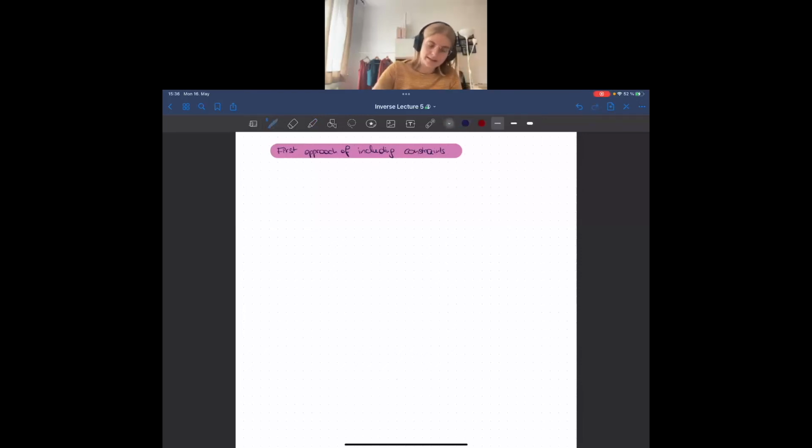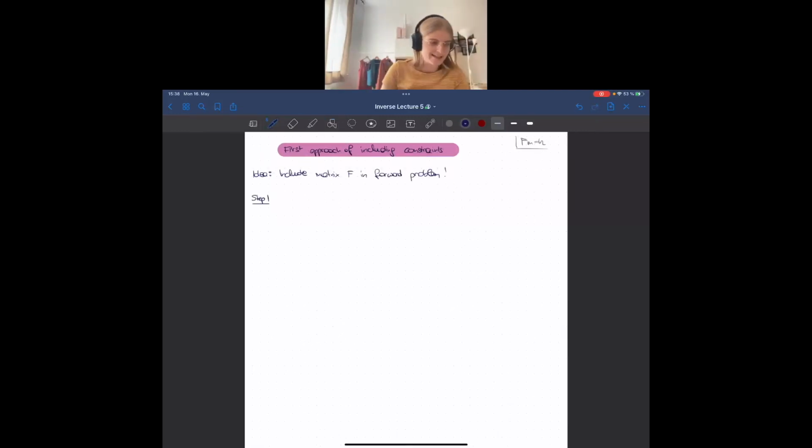So we want to add the linear equality constraint Fm equal to h. Just written it down here. So the idea is to include the matrix F that models the constraint in our forward problem. Step number one. We want to include Fm equal to h to our original problem.